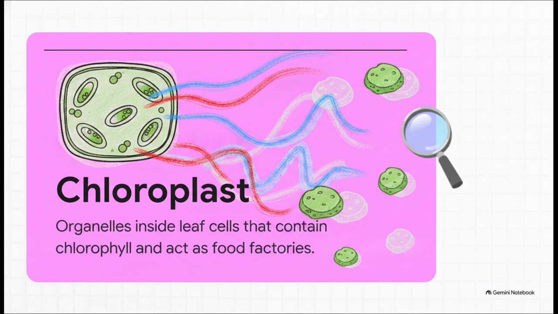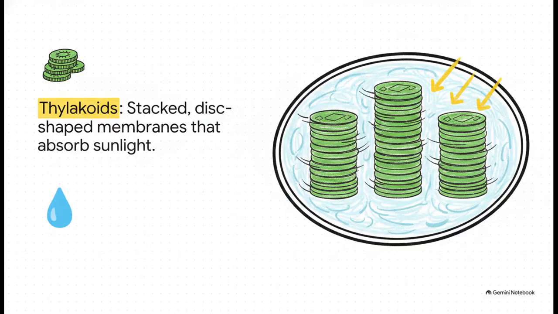Inside the chloroplast is a pigment called chlorophyll. That's actually what gives plants their green color. And its main job is to act like a sponge, specifically absorbing energy from red and blue light waves from the sun. Inside this tiny chloroplast factory, there are two specific areas you really need to know about.